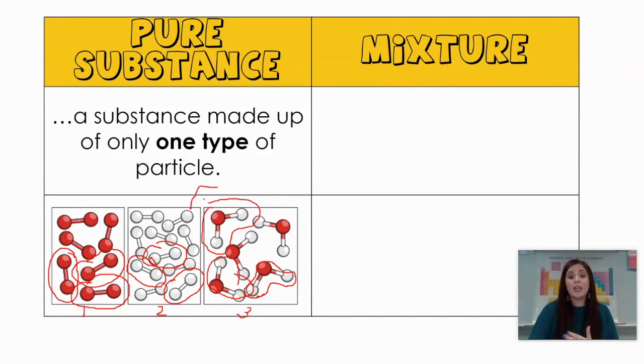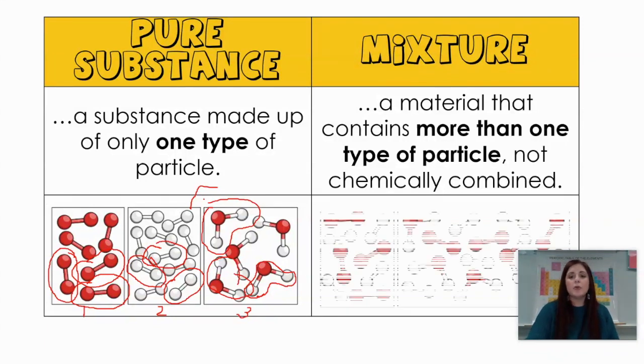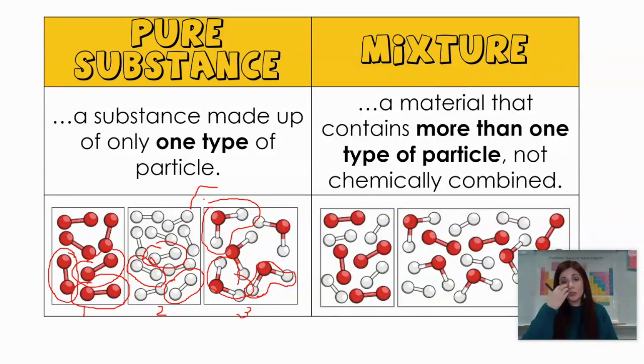On the other hand, mixtures have more than one type of particle, and these particles are not chemically combined. So for example, here are two mixtures. If I look here, this first beaker almost looks like a culmination of beakers 1 and 2 from the pure substance side over here.